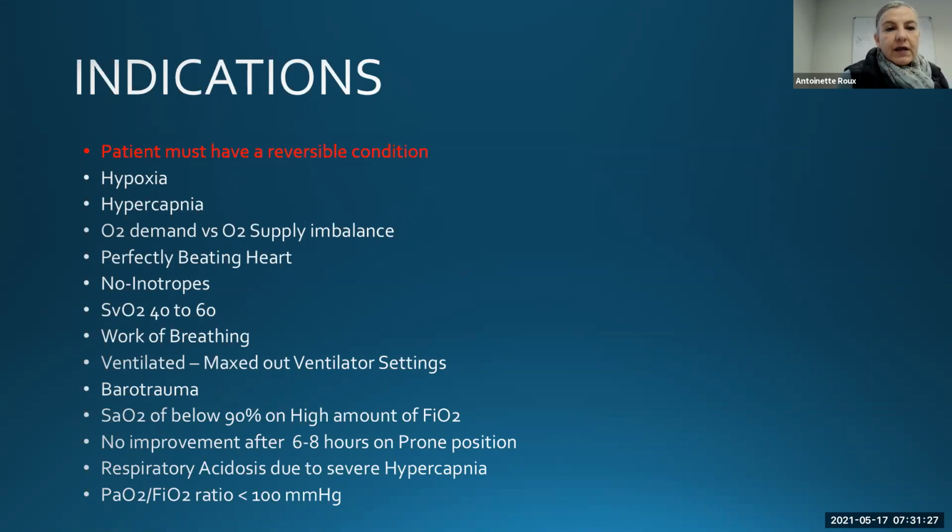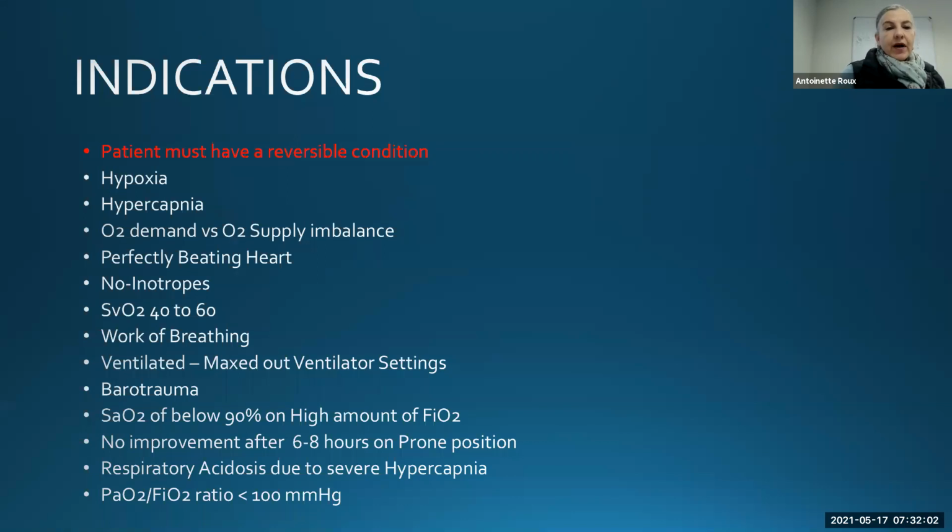So the main thing here that we want to treat is hypoxia, where the lungs aren't able to actually convert the inhaled oxygen into the body to oxygenate the body, or hypercapnia, where the patient can't get rid of the CO2 when he's inhaling. So that's what we will treat when we go onto VV ECMO. And that means the oxygen demand versus the oxygen supply is in an imbalanced state.